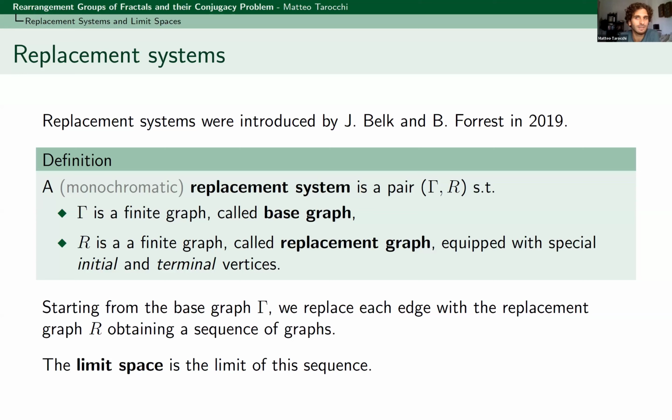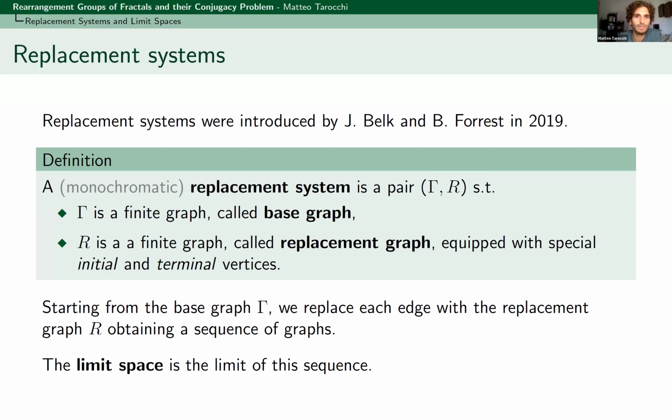And this replacement system defines a rewriting system in the following way. You start from the base graph, you choose an edge that you don't like, and you replace it with the replacement graph, by attaching the initial vertex of the edge in place of the initial vertex of the replacement graph. And the same happens, of course, for the terminal vertex of the edge. So I'm going to give you an example in 30 seconds.